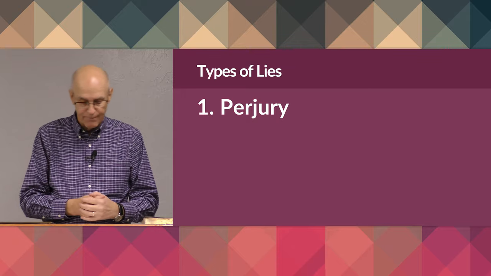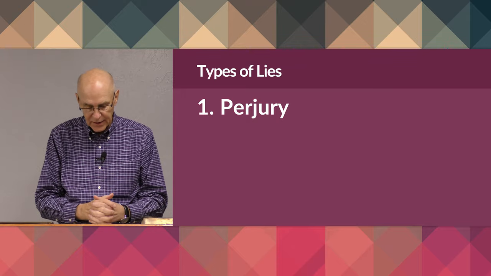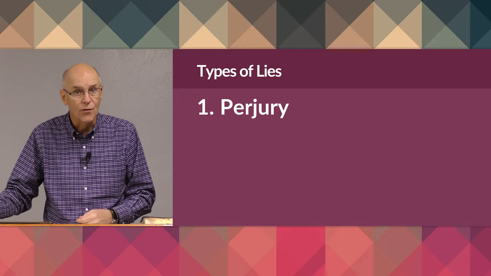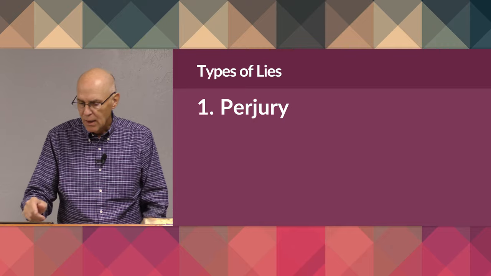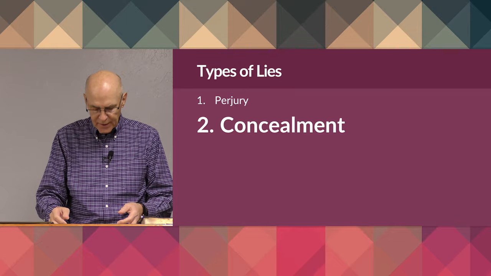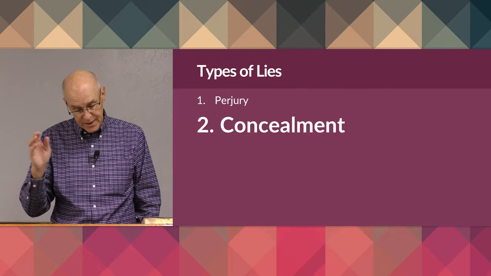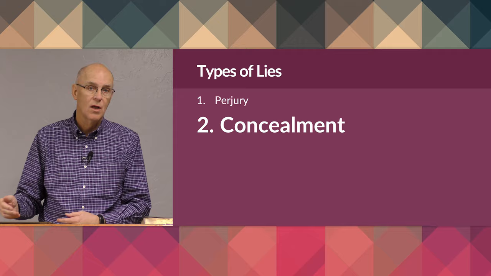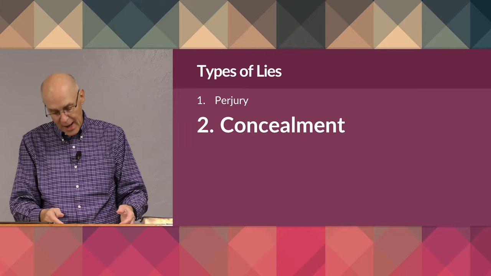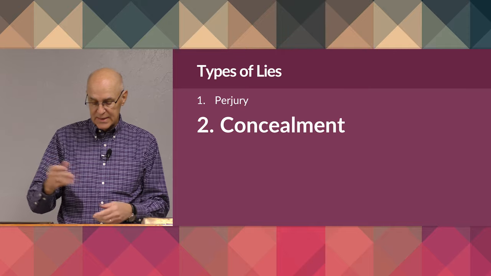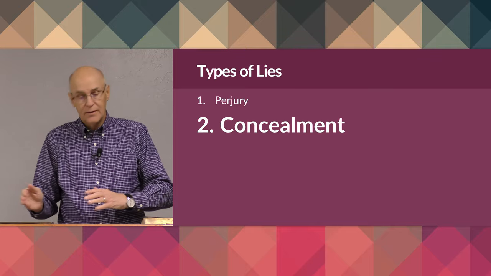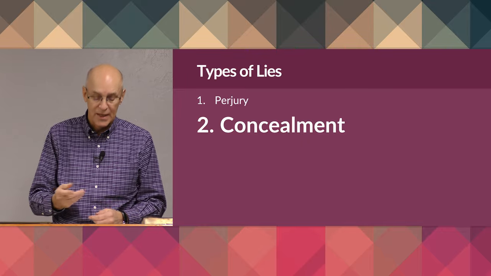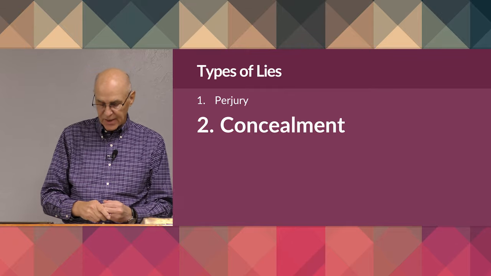Number one, perjury, lying under oath, falsifying legal records. Peter the Apostle, for example, denying Jesus with an oath in Matthew chapter 26. Another type of lie, concealment, holding back information that causes a false impression. For example, reporting an accident, but neglecting to report that alcohol was in use. We see Abraham saying that Sarah was his sister, which was half true and half not true. He held back that she was also his wife in Genesis chapter 12, verses 11 to 19.